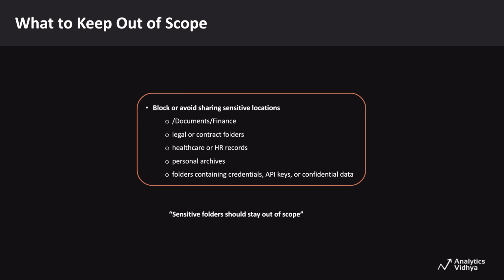And just as important as what you allow is what you block. Sensitive folders like finance records, legal files, HR data, personal archives, or anything containing credentials, API keys, or confidential data should stay out of scope. A helpful mindset is this: if a folder would make you uncomfortable sharing with an assistant, it probably should not be shared with Co-work either. So, permission design is not only about convenience, it is also about judgment.